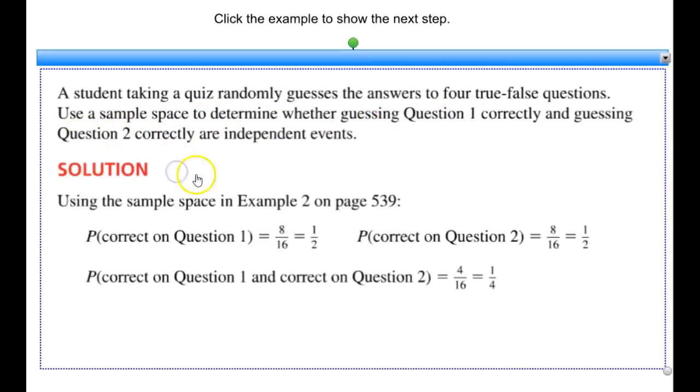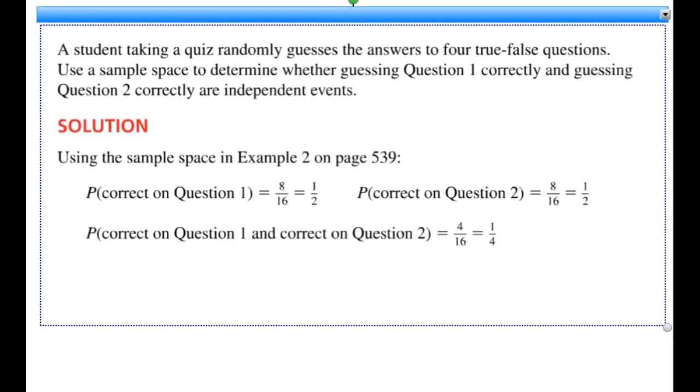So let's look at this example. This is example number 1. A student taking a quiz randomly guesses the answers to 4 true-false questions. Use a sample space to determine whether guessing question 1 correctly and guessing question 2 correctly are independent events. So the first thing I want to look at is my sample space. I have this example back on page 539, and this is where they just wrote out all of the possibilities. So if I look at that chart, I can see what I'm looking at.